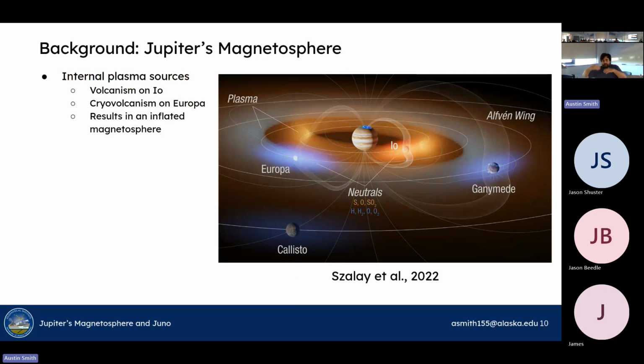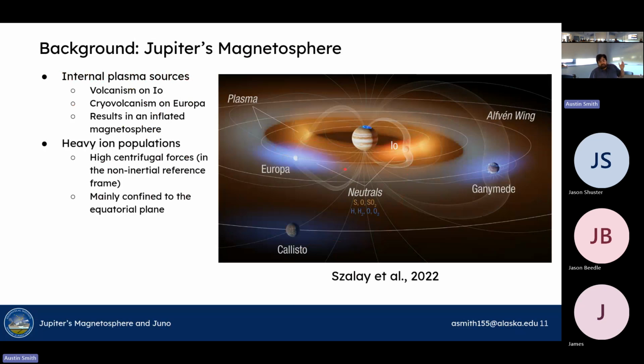So the subsolar magnetopause boundary is further out than you would expect because there's this internal thermal plasma pressure coming from this internal plasma source. And these are also heavy ions. From Io, it's mainly sulfur and oxygen products from sulfur dioxide. And from Europa, it's water group ions. And these are mainly confined to the equatorial plane in the system because of, well, we'll talk about Jupiter's fast rotation speed, but that basically results in high centrifugal forces in the non-inertial reference frame, which confine these heavy ions to the equator plane.